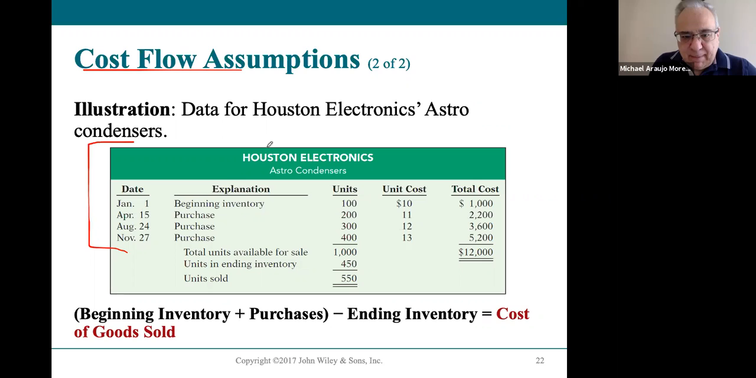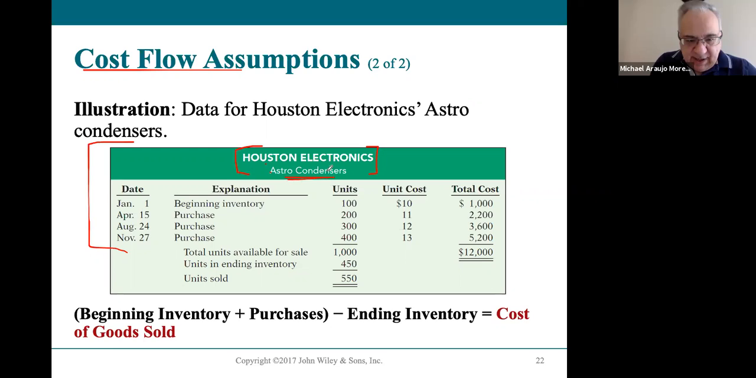So this company, Houston Electronics, has a product called an Astro condenser. I'm sure there's a little bit of play on words there. If you're a baseball fan, you get it. But nonetheless, the product itself is an Astro condenser. The company is Houston Electronics.